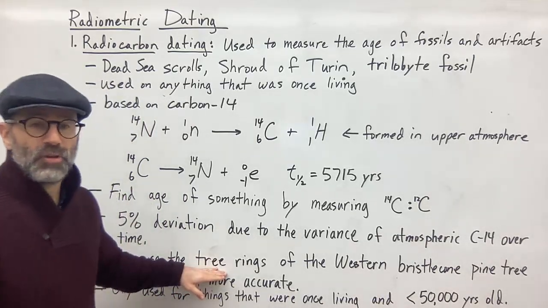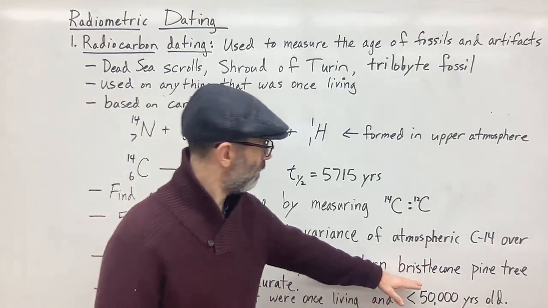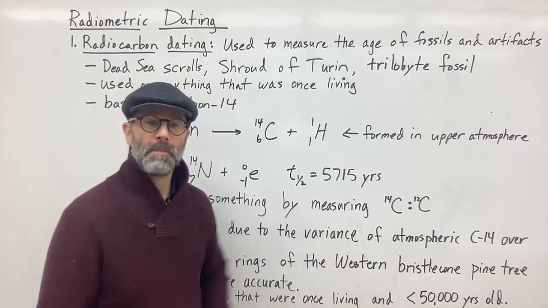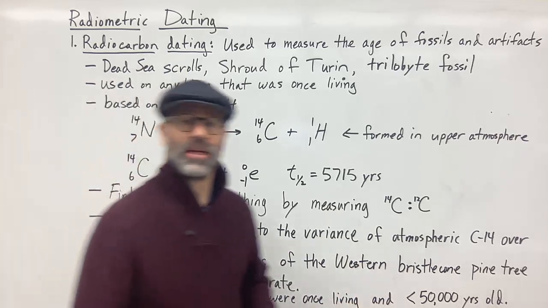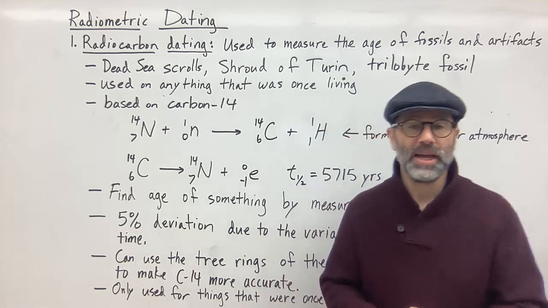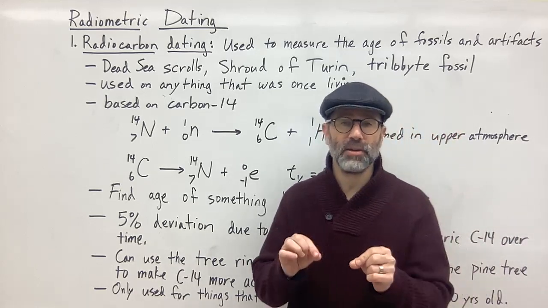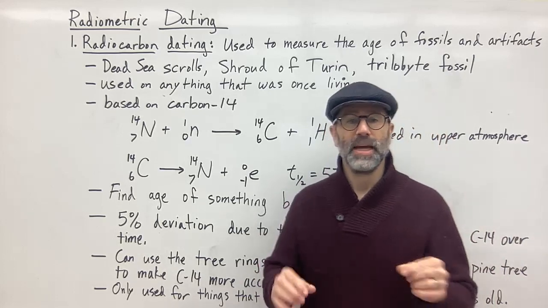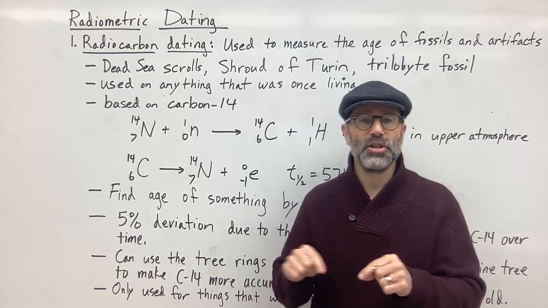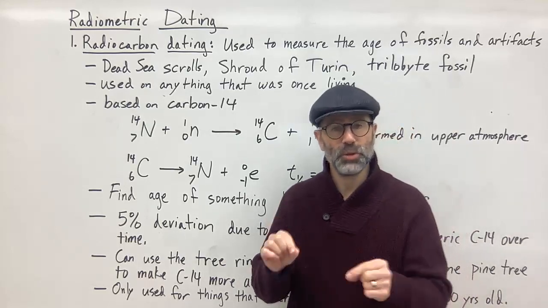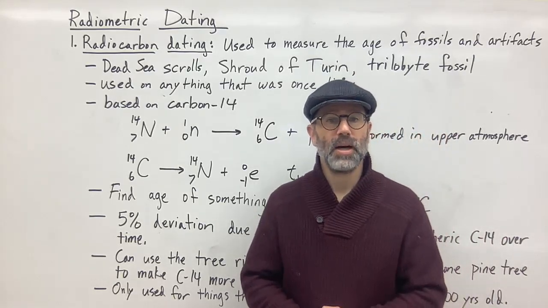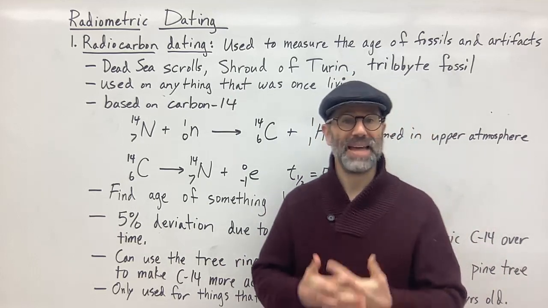but we can correct for that difference or that variation or deviation by using tree rings. So we can use tree rings in the western bristlecone pine tree. They're very, very old trees, and so what we can do is look at the tree rings, because every year the trees make a new tree ring, and in each of those rings, while the tree is living, it's incorporating carbon 14, and so we can use the tree rings and measure the amount of carbon 14 in that particular tree ring to get an accurate picture of what the carbon 14 level was at that particular year.